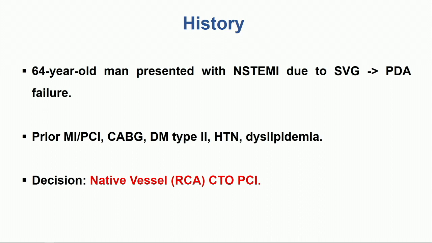So, a 60-year-old man was admitted with a diagnosis of non-STEMI. The culprit vessel was considered to be the SVG at the point of anastomosis to the PDA. The patient had multiple cardiovascular risk factors, and although the lesion of the native vessel was a CTO, as we will see in the following slides, there were no easy options for SVG PCI, and this is why we decided to proceed with ad hoc native vessel CTO PCI.